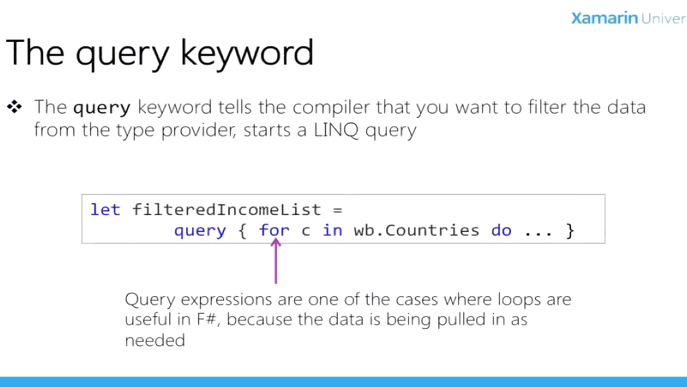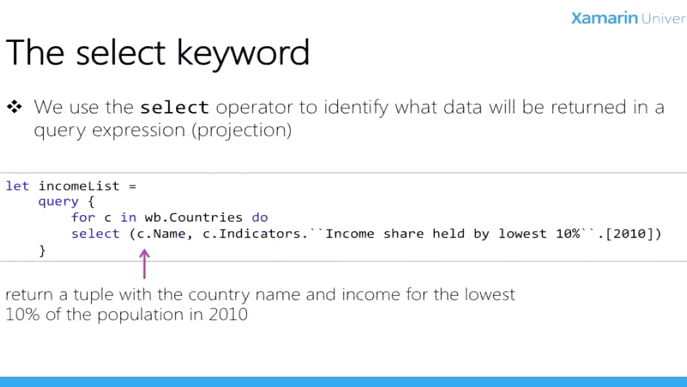And it starts with the query keyword. And this tells F# that the body, held within the curly braces, is a query expression. And queries work on sequence data, anything IEnumerable. And typically the way we feed data into a query is through a loop expression. For example, here we use the for-in-do loop to process all the countries from the World Bank provider. And we can then provide a projection and indicate what return data elements we want from the query. This is done using the select keyword, just like LINQ in C#.